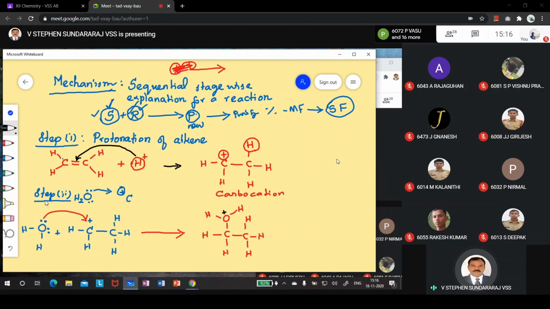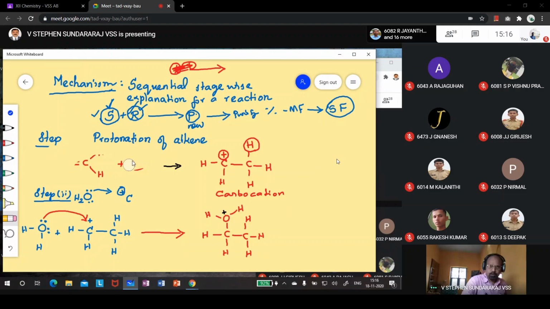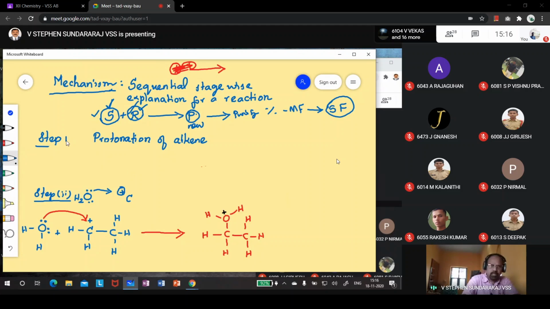Okay, write down. Now step 3, deprotonation. Step 3, write down. Step 3, deprotonation. It means the proton came in the first step, and now deprotonation means the proton is going to depart, that it is going to move from this last product which you have written. Okay, so write the steps. Step 3.